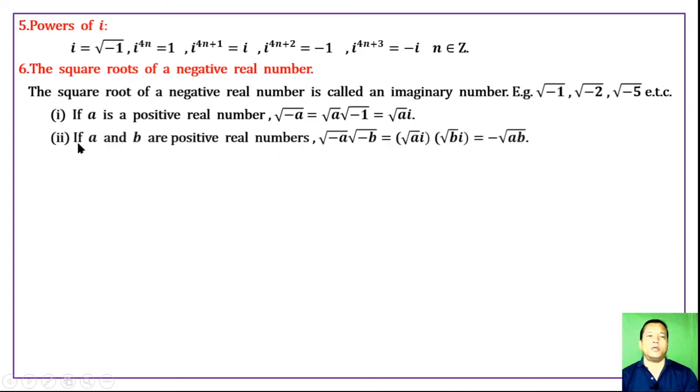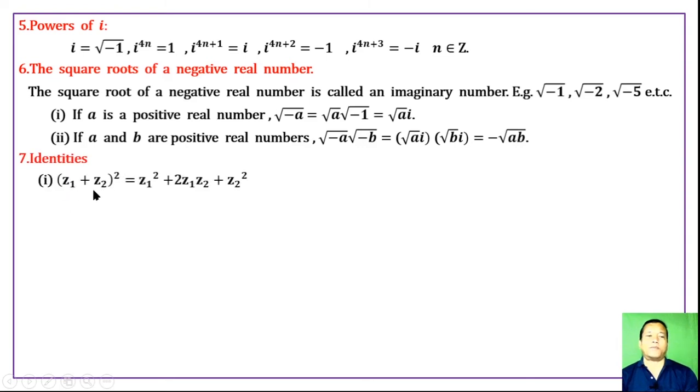If a and b are positive real numbers, square root of minus a into square root of minus b. The product of two imaginary numbers: we already learned that square root of minus a can be put as square root of a into I. Square root of minus b also can be put as square root of b into I, whose square is minus 1. We get minus square root of ab.